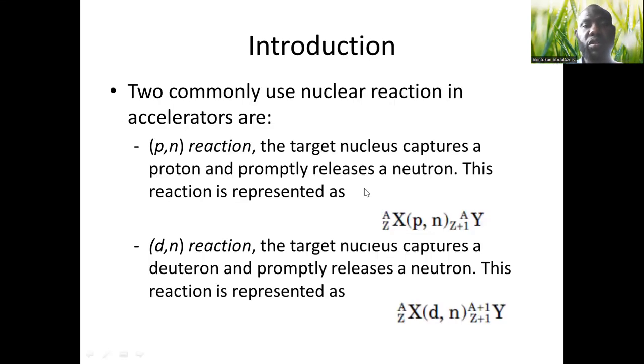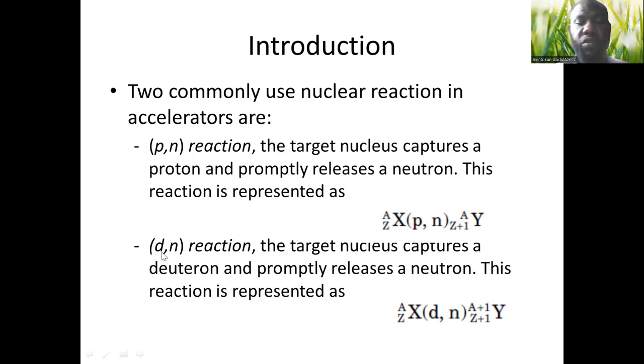So, introduction: the most common nuclear reaction that we use in a cyclotron is the proton-neutron reaction, in which the target nucleus captures the proton and promptly releases a neutron. This reaction is represented by this. The atomic number will increase by one, but the mass number is the same.